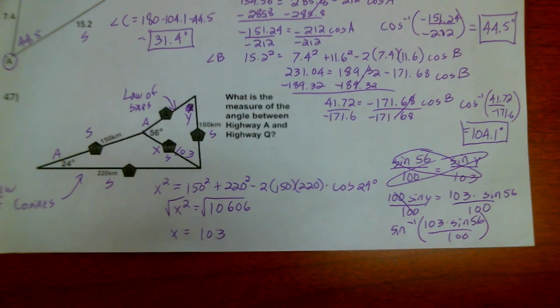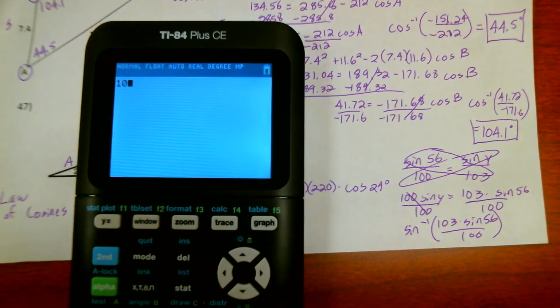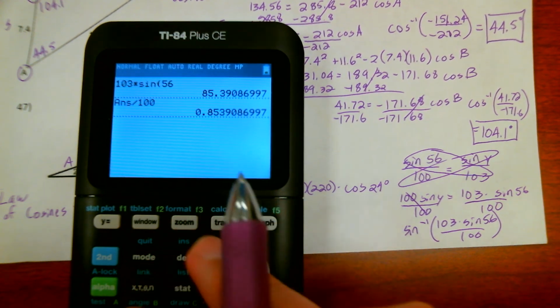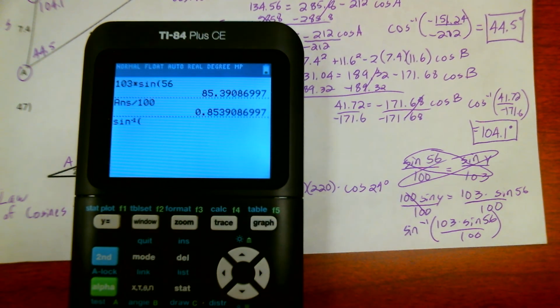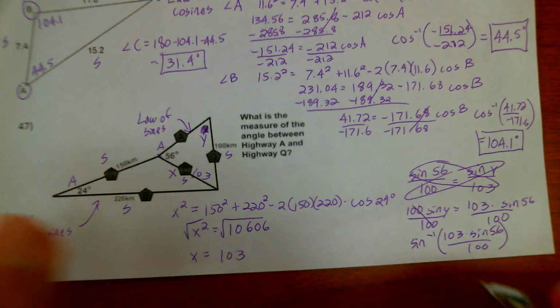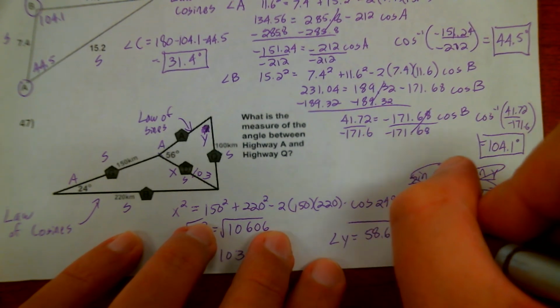Now how would I enter that in my calculator? Again, I would break this down into a couple of steps. I would do 103 times the sine of 56, get a number, divide that by 100, get a number, and then I want the inverse sine of that. So I go second, inverse sine, second answer, and that gives me 58.6 degrees. So angle Y is 58.6 degrees.